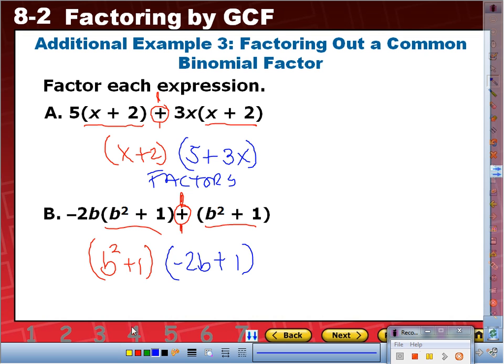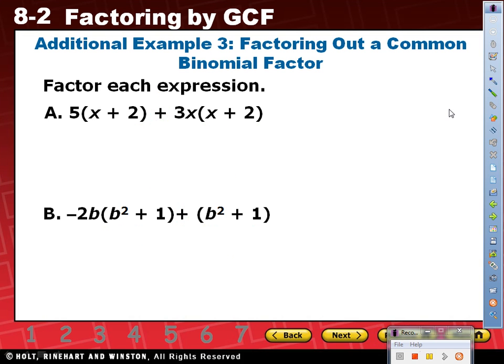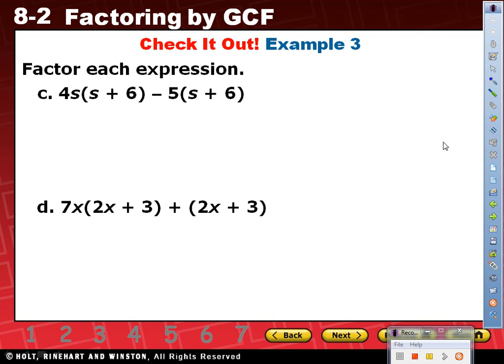Simple? Okay. Copy these next two and see if you can do these next two by yourself. They should be about the same. That's it. Okay, copy those. Example 3, copy this, 4s times s plus 6 minus 5 times s plus 6. And D is 7x times 2x plus 3 plus the quantity 2x plus 3. Go.